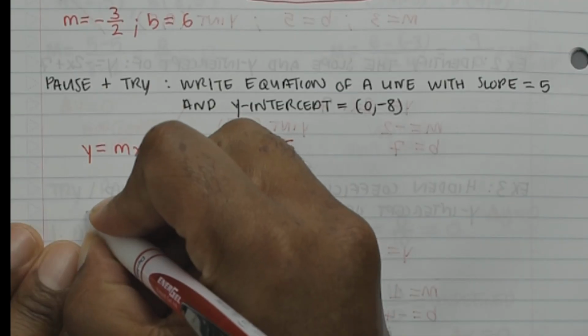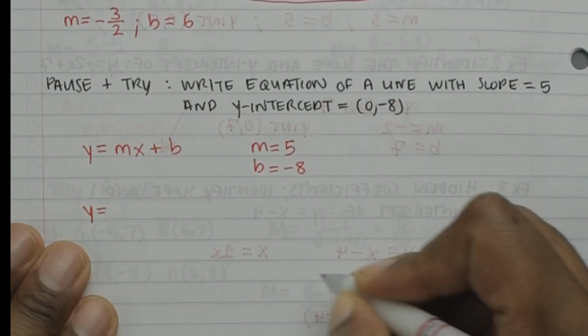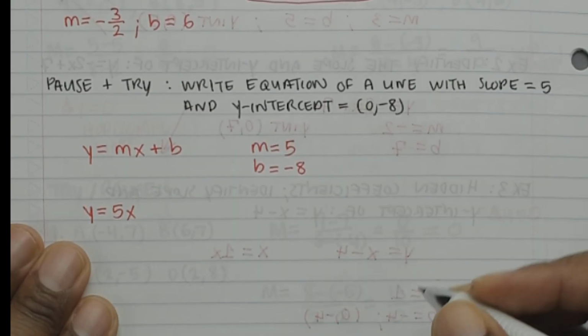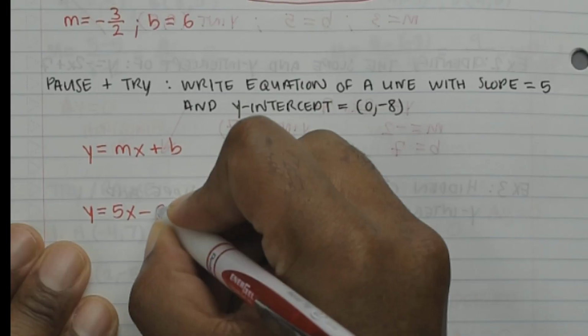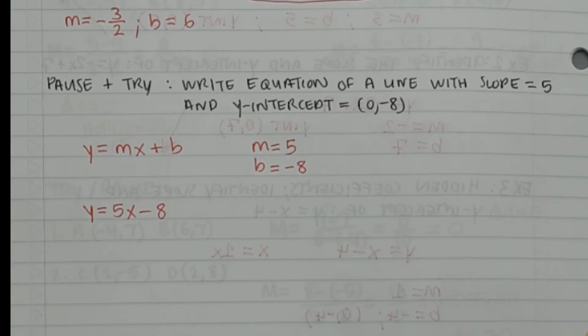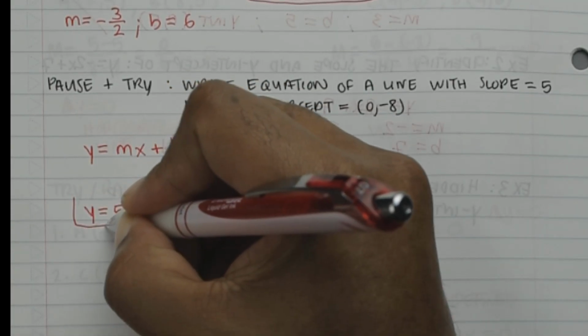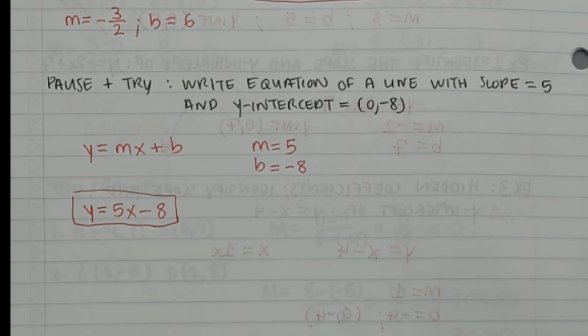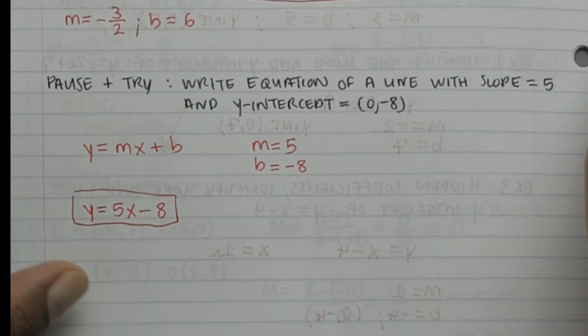Using what we know about this, we substitute the information in there. Coefficient of 5x minus 8. Therefore, y is equal to 5x minus 8. Let's continue.